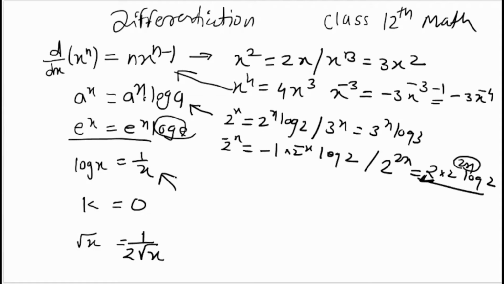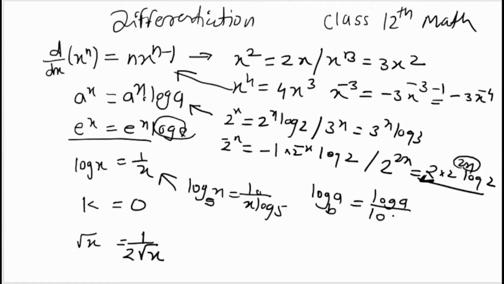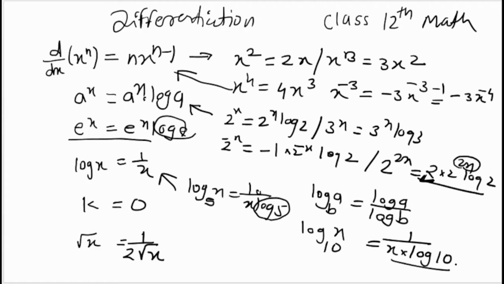Next formula, very simple. The derivative of log of x to the base 5 is equal to 1 upon x into log of 5. It depends on the formula: log of a to the base b is written as log a divided by log of b. So here log 5 is a constant, so we take only the derivative of log x. Similarly, for log of x to the base 10, the derivative of log x is 1 upon x, and log 10 stays as it is, because it is a constant.